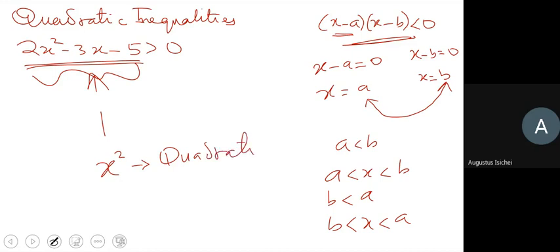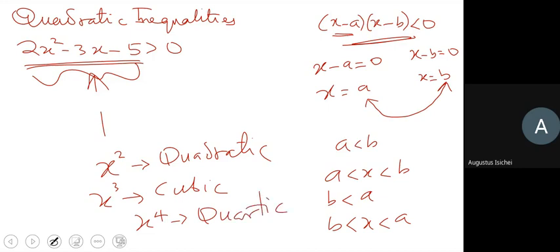If the highest power is 3, we call the expression a cubic expression. If the highest power is 4, we call it a quartic expression. If the highest power is 5, we call it quintic. If the highest power is 1, we call it a linear expression. Now, each of these expressions can be broken down except for the linear expression.